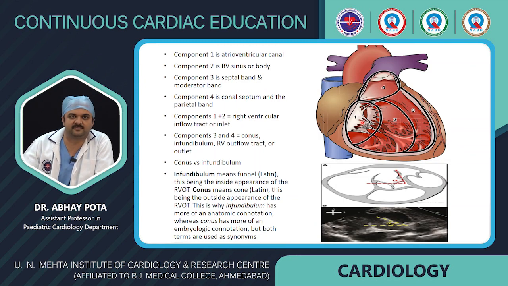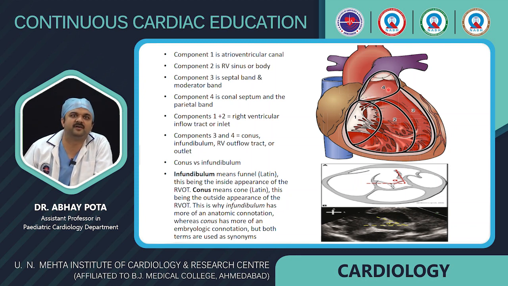Next, in the case of the RV, this one is the RV. Component 1 is the atrioventricular canal, this one is the tricuspid valve. Component 2 is the RV sinus or body. Component 3, this is the septal band, this one is the moderator band, this is the septal band. Component 4 is the conal septum and parietal band, this one is the conal septum and parietal band.